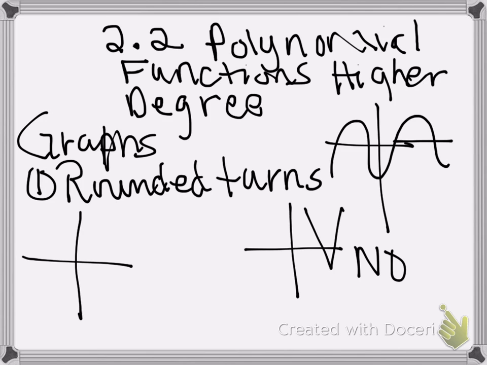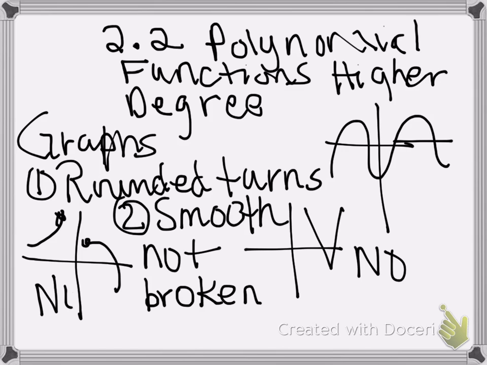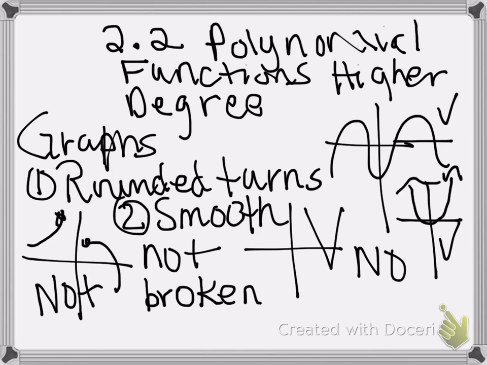Also, they're smooth. They are smooth, not broken. Okay, for example, if I were to give you something like this, well, this is not because it's broken. It can't be broken. It has to be a smooth curve. Even like your parabola, that's still a polynomial. These are yeses because they have smooth turns, but they're not going to be broken and they won't have any points in them.